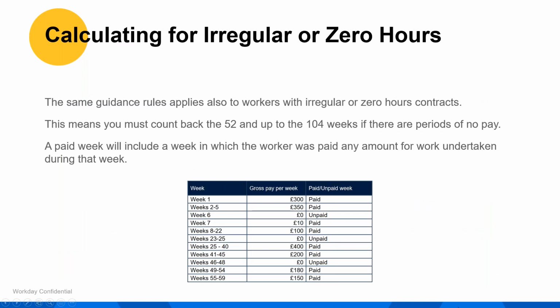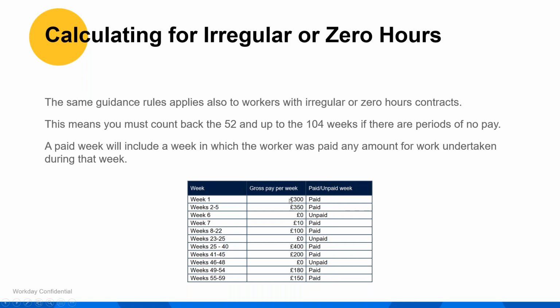So moving on, calculating for irregular or 0 hours. The same guidance rules apply for workers with irregular or 0 hour contracts. There's no separate approach you should be taking, no rolling up into hourly rates. This means that you must count back the 52 weeks, up to 104 weeks if there are periods of no pay. A paid week would include a week in which the worker was paid any amount of work undertaken during that week. So again, as an example here taken from their guidance.